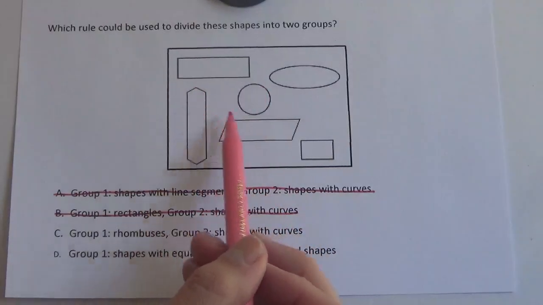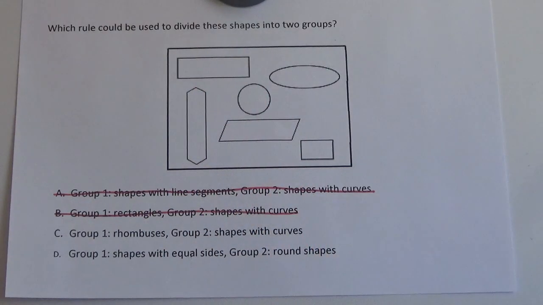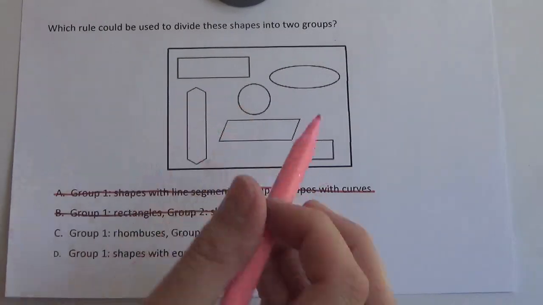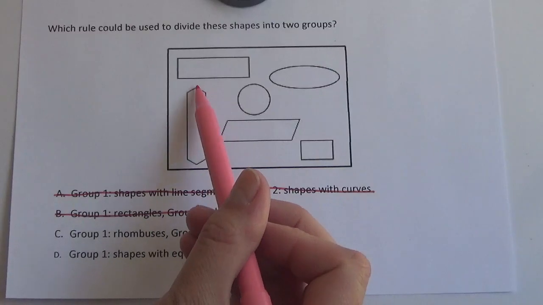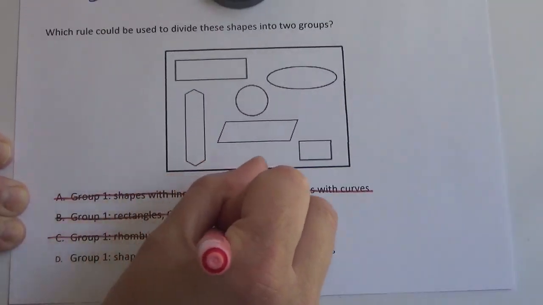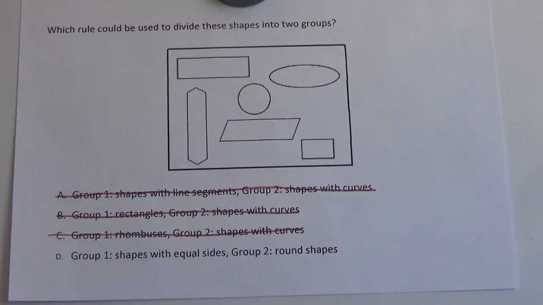Are all of the shapes left over, do they all have 4 sides? No. This shape right here is actually a hexagon. It has 6 sides. 1, 2, 3, 4, 5, 6. So that one wouldn't make sense either. And D. We're thinking this is right, but let's go over it. And we're thinking it's right because it's the last option that we have.